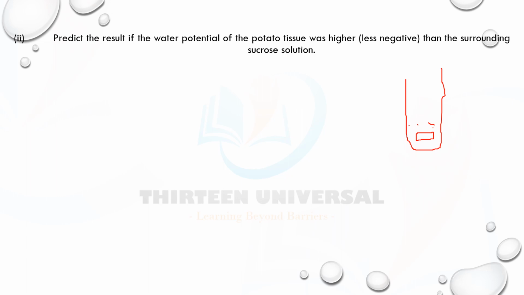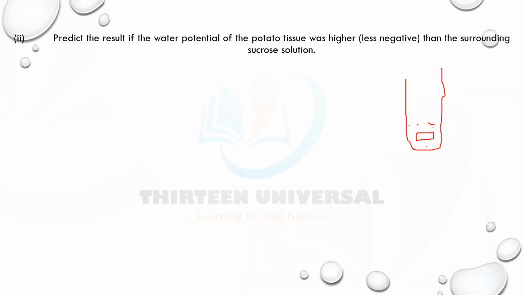This is the sucrose solution. So this potato tissue was submerged there. Then they said predict the result if the water potential of the potato tissue was higher than the surrounding solution. If the water potential here is higher than the sucrose solution, what would happen? Remember, if it was higher, water will always move from a region of higher concentration to lower concentration. So how would water move?